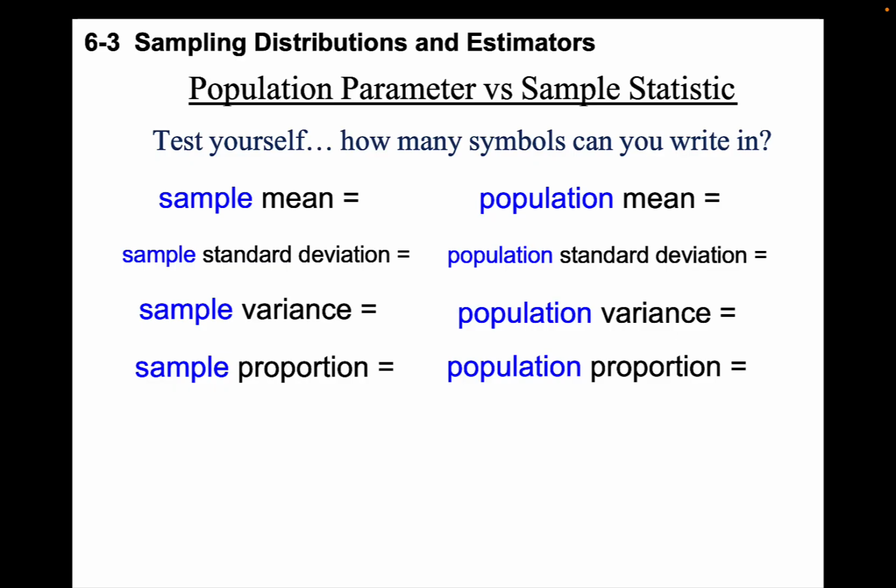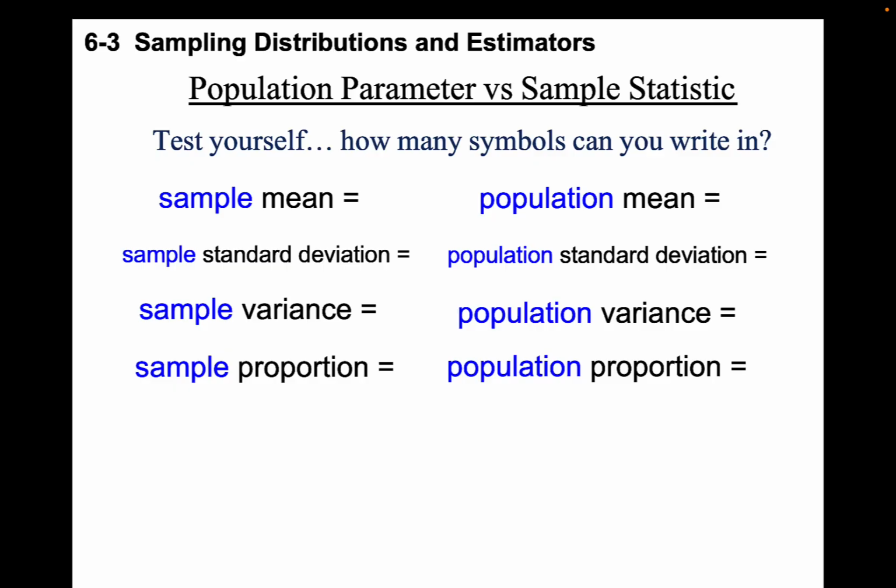We've talked about population parameters versus sample statistics, and what I want you guys to do right now is test yourself. How many symbols can you write in? So you've got 1, 2, 3, 4 over here, the statistics or the sample, and 1, 2, 3, 4 more over here for the parameters from the population. Pause the video and try to write in as many symbols as you can.